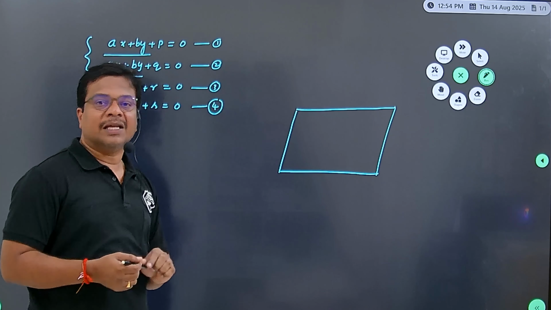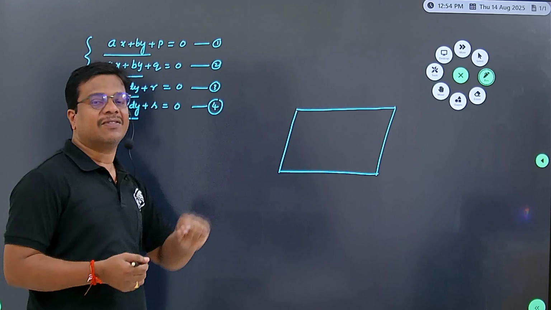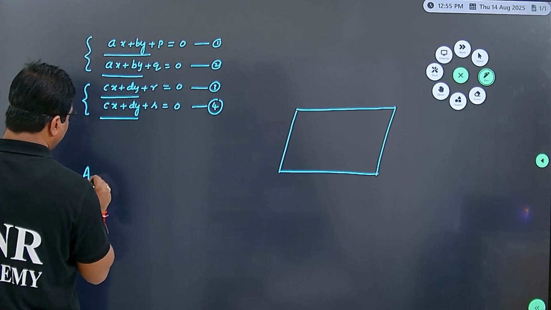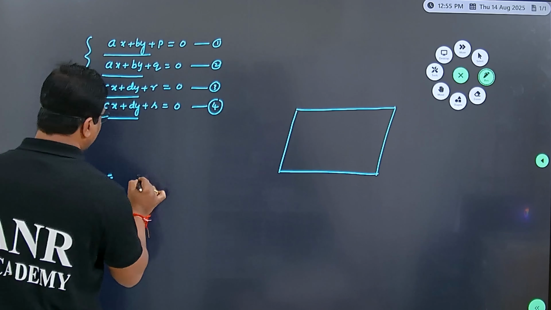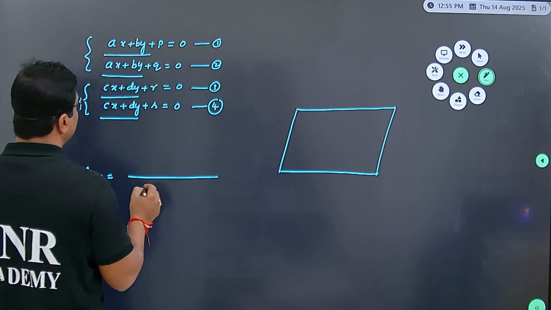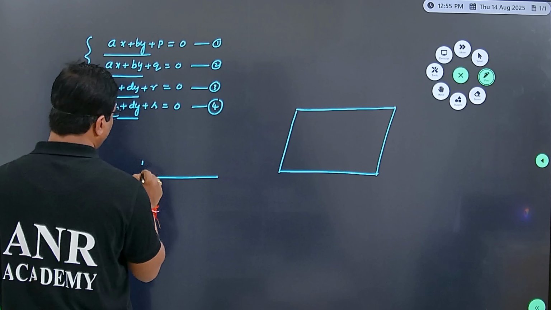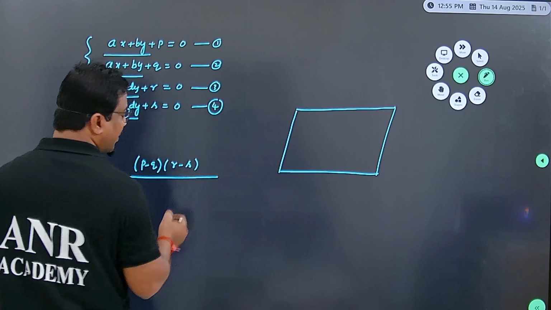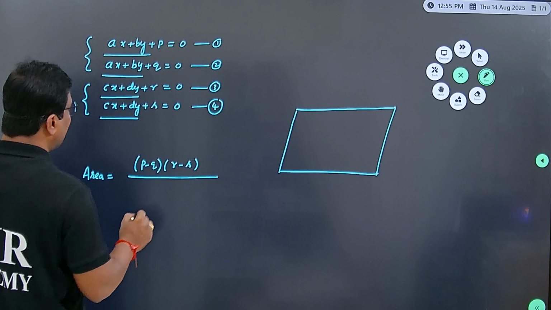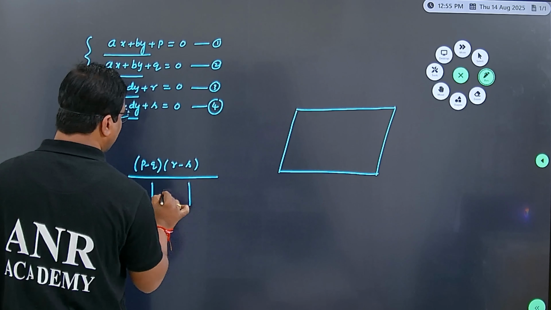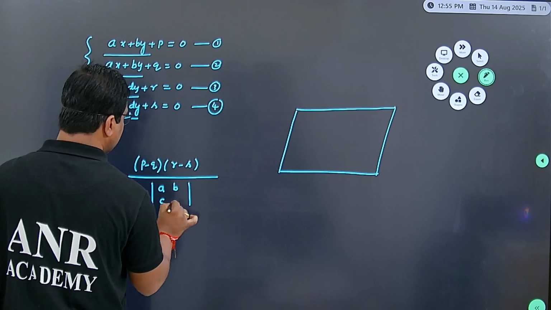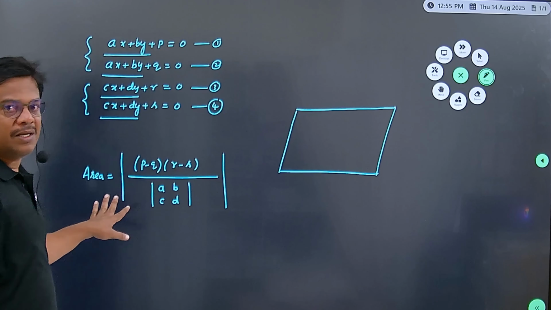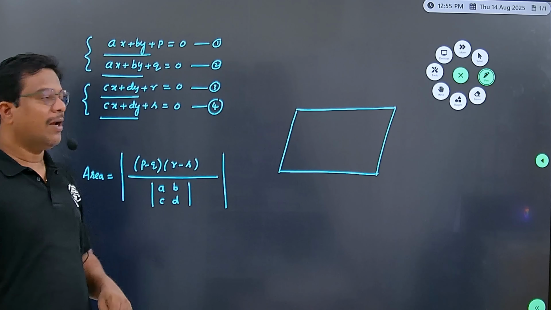To find the area of the parallelogram, you have to use this formula. Area equal to, in the numerator, modulus of p minus q multiplied by r minus s. In the denominator part, the determinant of a, b, c, d. By using this formula, we can find the area of the parallelogram.